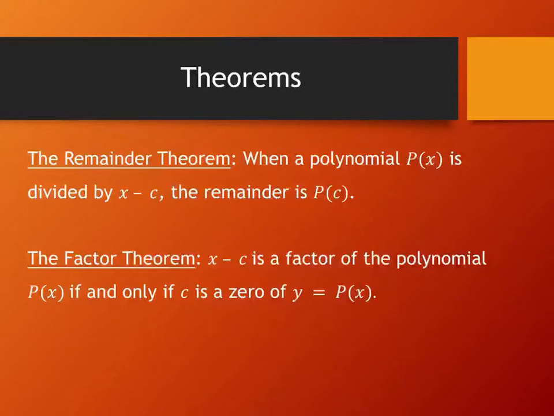So 2 does not divide 9 evenly because I get a remainder, but 2 divides 8 evenly because I don't get a remainder. I get a remainder of 0. And this is the equivalent of that for polynomials.